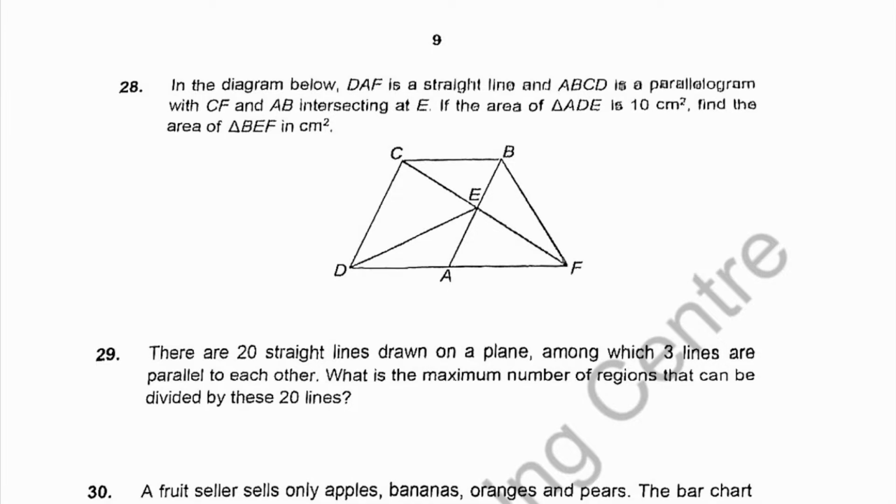Question 28. In the diagram below, DAF is a straight line and ABCD is a parallelogram with CF and AB intersecting at E. Okay, so this is a parallelogram. CF and AE intersect at E. Area of ADE is 10. Find the area of BEF.